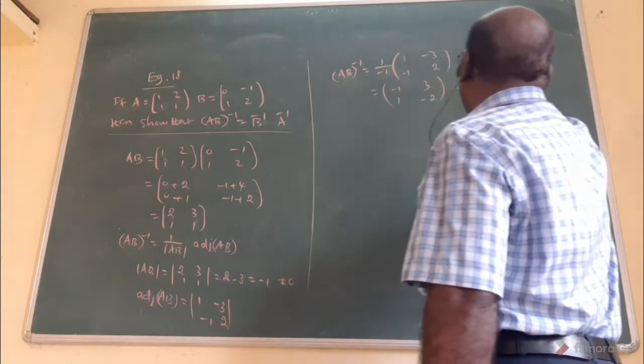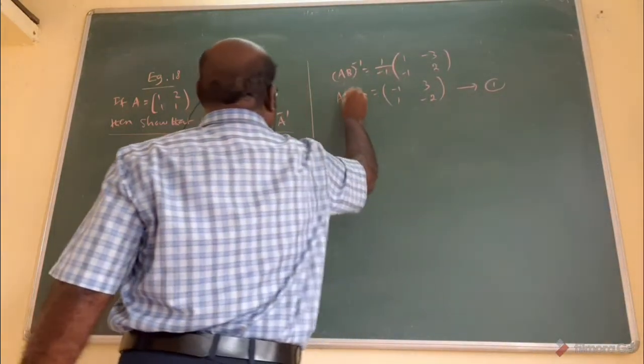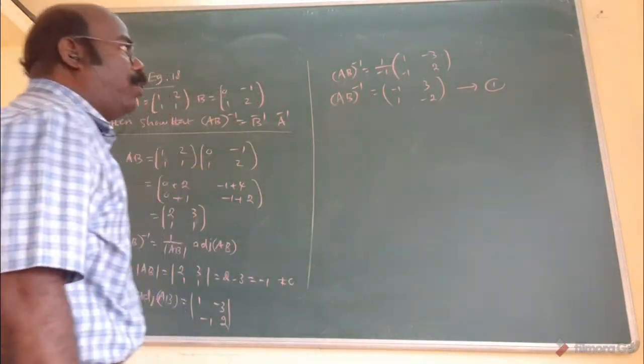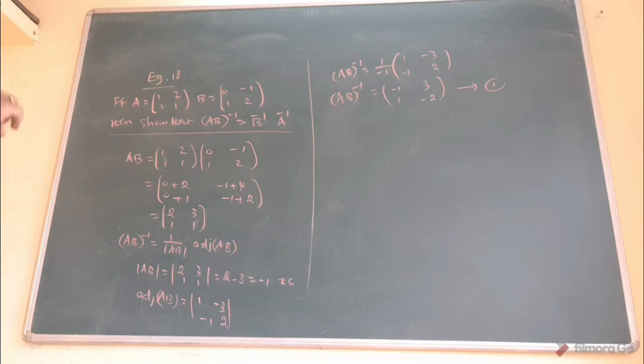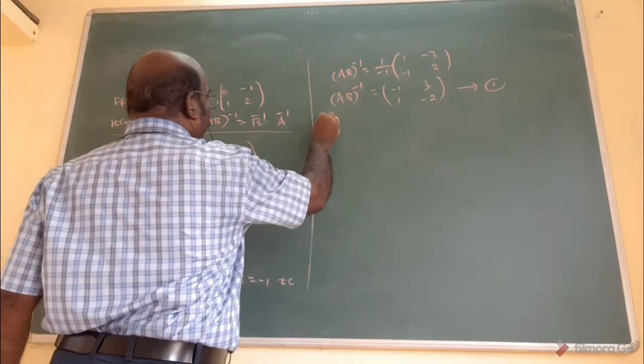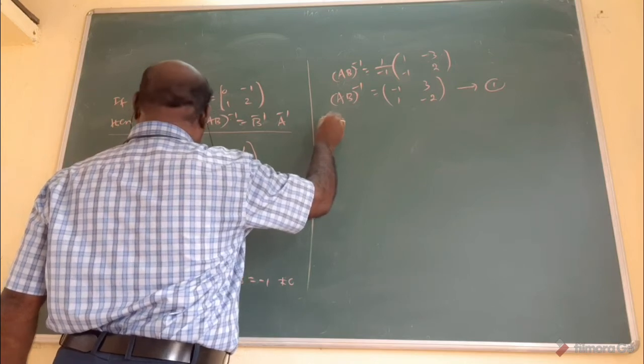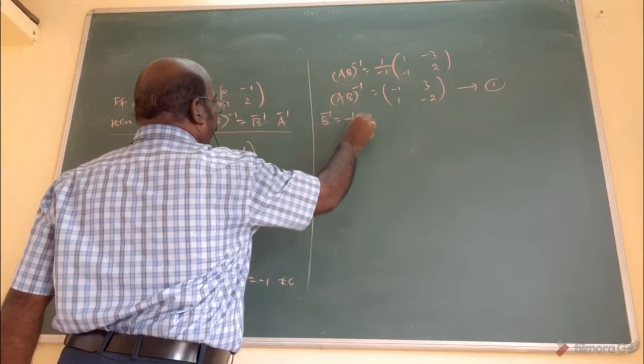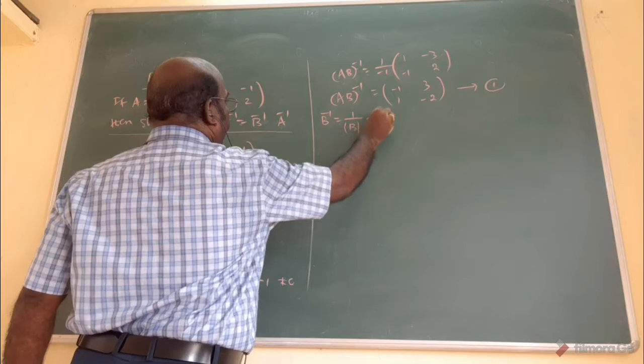This is called the first equation. This is (AB) whole inverse. 1 by minus 1 is minus 1, so multiply all elements by minus 1. Now find B inverse. B inverse, what is the formula? 1 by determinant of B into adjoint B.